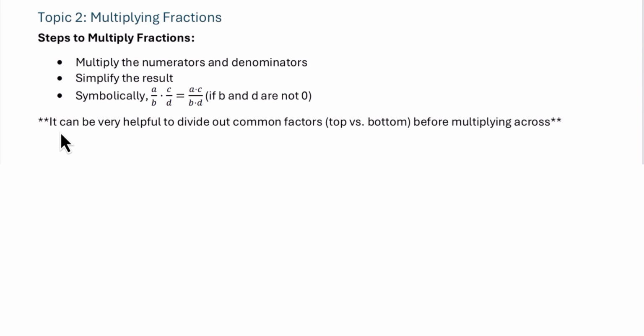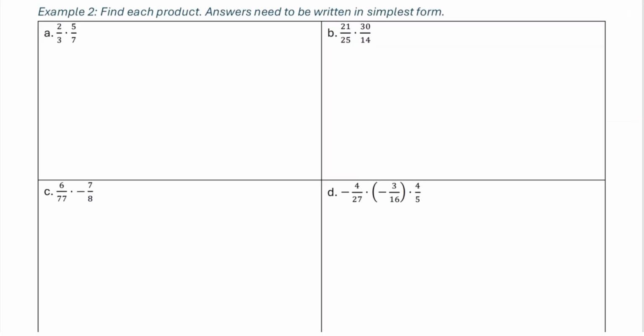And it can be helpful to divide out common factors, basically reduce before multiplying. For example, 2/3 times 5/7. To multiply these, we do 2 times 5 divided by 3 times 7. 2 times 5 is 10, and 3 times 7 is 21.